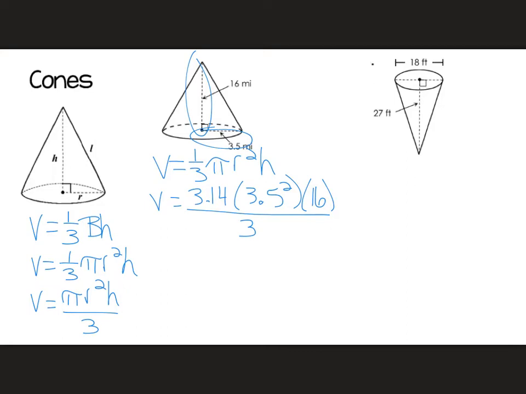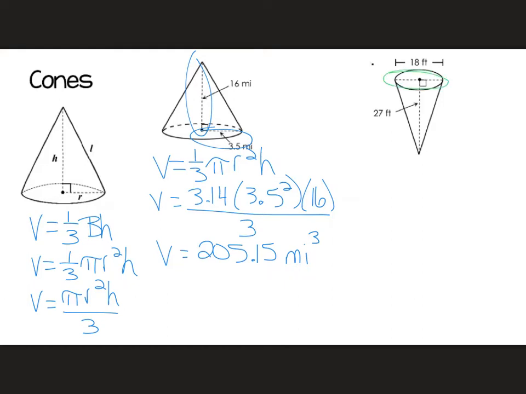And then I'm going to divide all of that by 3, and I get 205.15. You'll always want to pay attention to however you're supposed to round, but we'll round to the nearest hundredth here. So 205.14, and this is miles cubed, or cubic miles. All right, look at the next one.